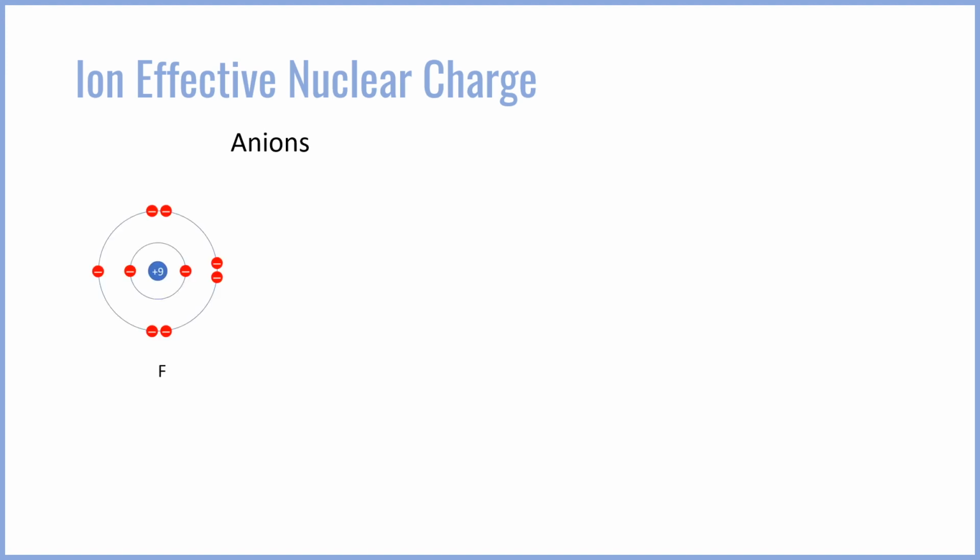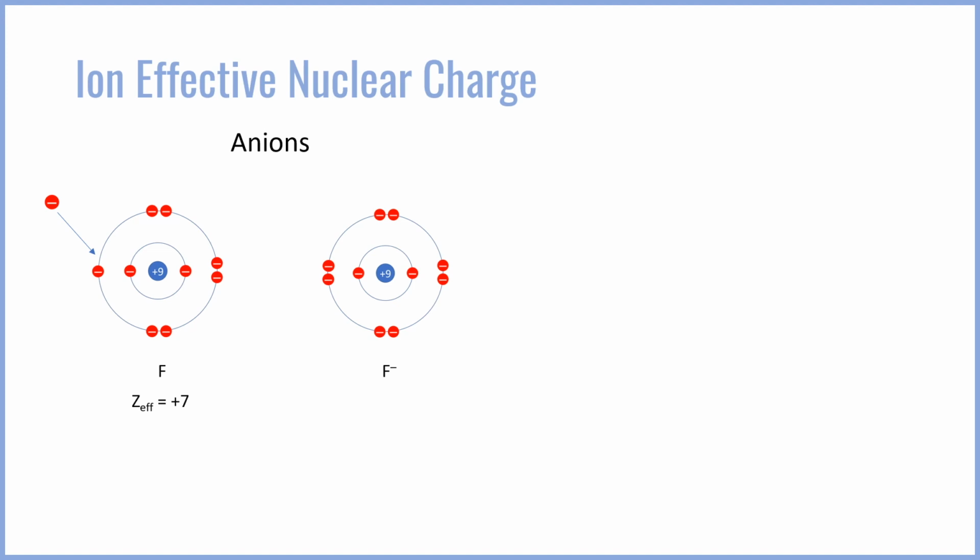So if we start with an anion, let's go ahead and start with the neutral atom of fluorine. We know that fluorine has an effective nuclear charge of +7 from our earlier calculation. If it were to ionize by picking up an electron, it would become the fluoride anion, which is F-, which is now going to have 2 core electrons and 8 valence electrons.